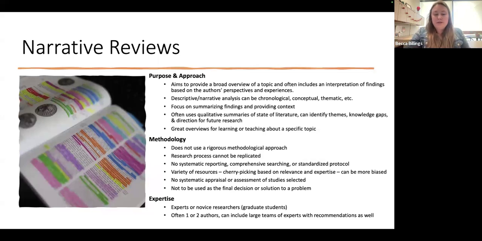As far as who can write these reviews, experts or novice researchers and graduate students, these are perfect places to start. So you can have literature reviews that have one or two authors, but then I've seen many narrative reviews that offer recommendations that might have a large team.